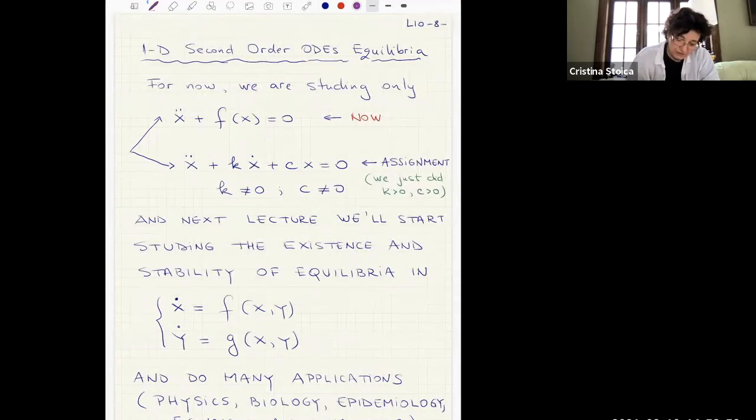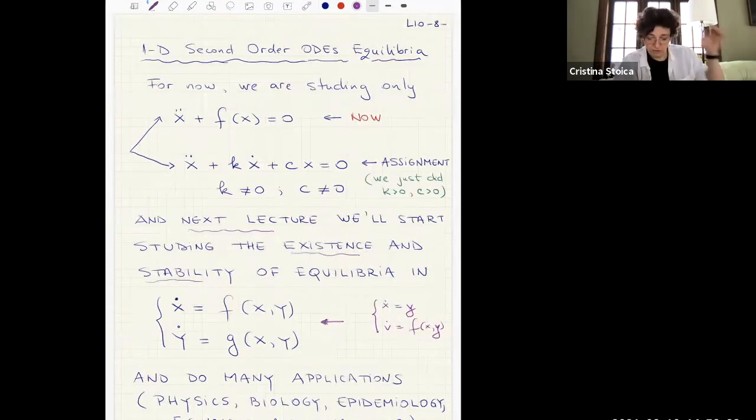So in general, next lecture we're going to start to study the existence and stability in systems of this form. They're more general than what we're doing now, because right now we're doing something like this. If you want, I can put the y here. So they're a particular case of the general case of two-equation, two-unknown systems. And once we study this, we have a bunch of applications that we can play with, from all kinds of fields. That will be fun to do.